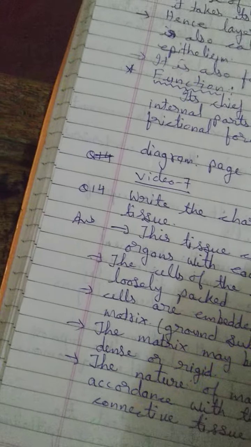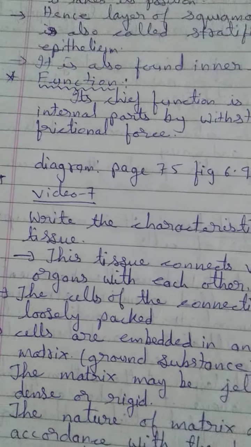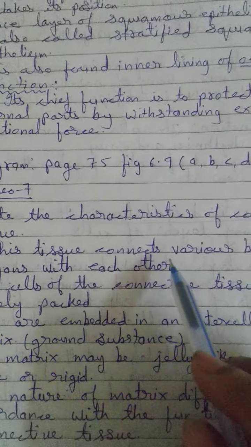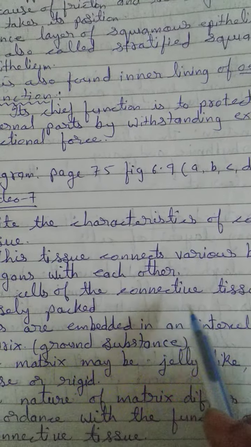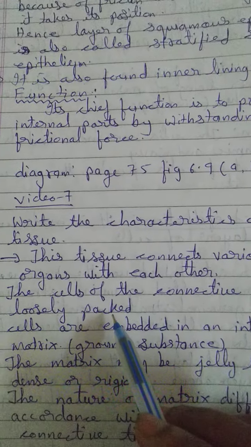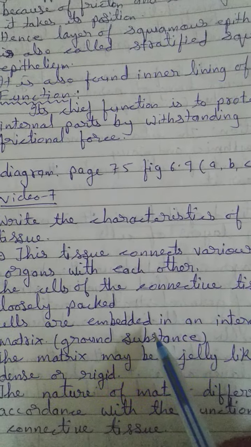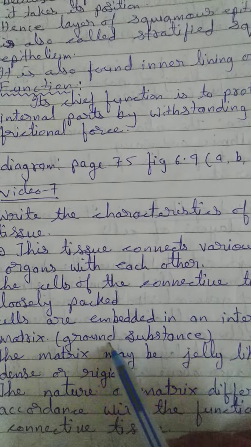Connective tissue is given on page number 78 of your textbook. You can see connective tissue and its characteristics. Connective tissue means it connects various organs of the body, and the cells of the connective tissue are loosely packed. That means they have space between them, and the cells are embedded in an intercellular matrix, that is, ground substance.